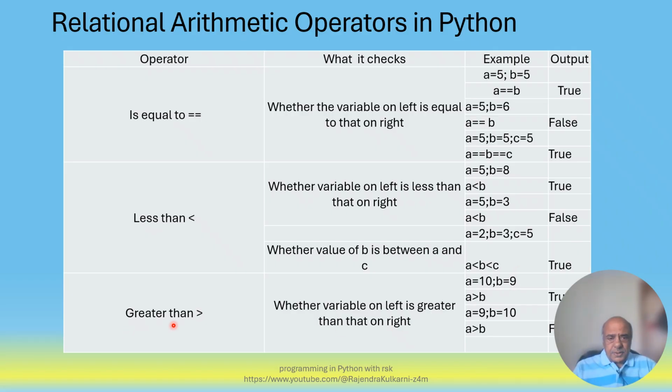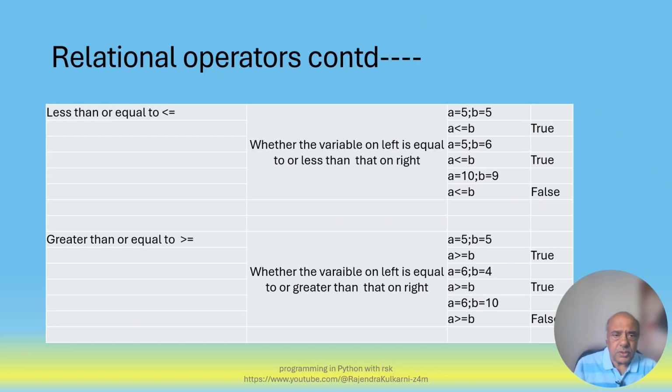Then there is the operator greater than. It checks whether the variable on the left is greater than that on the right. There are two variables a and b. A is 10, b is 9, a greater than b will be true. Then a is equal to 9, b is equal to 10, then a greater than b will be false.